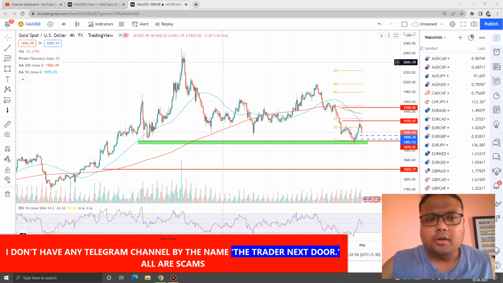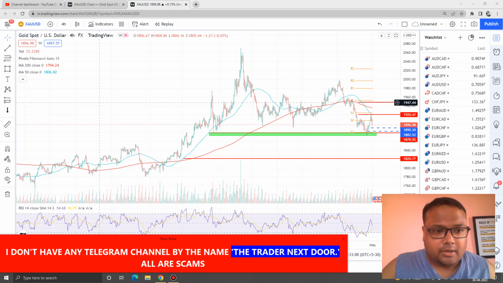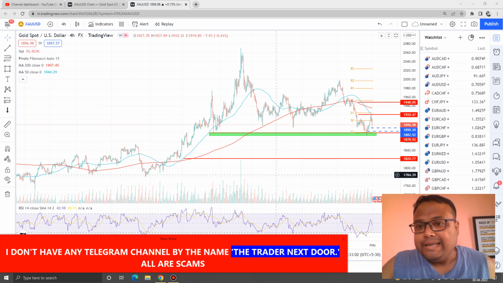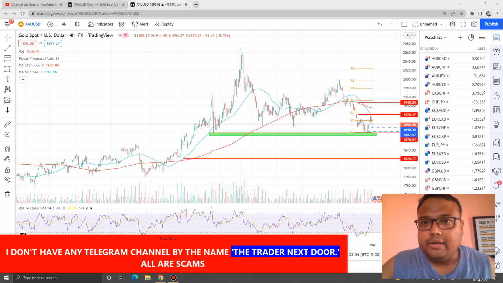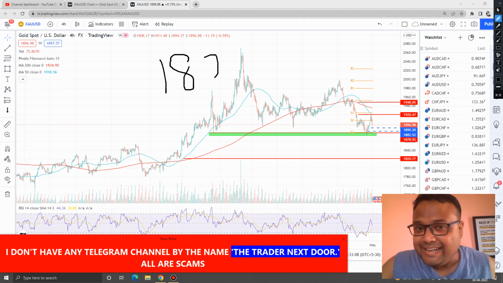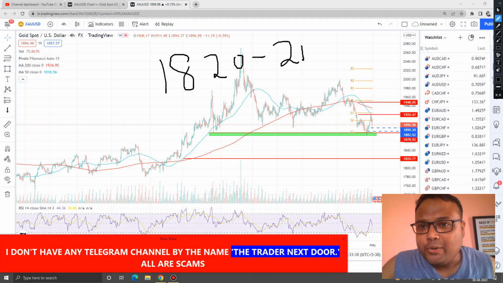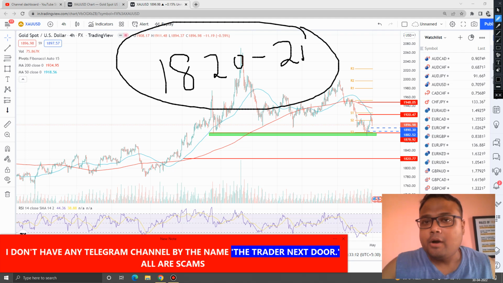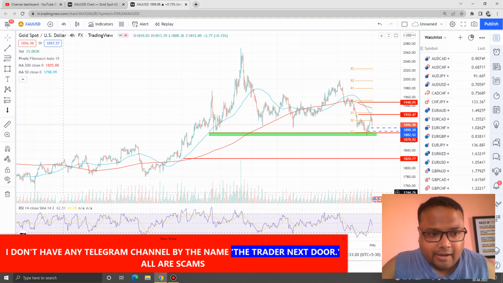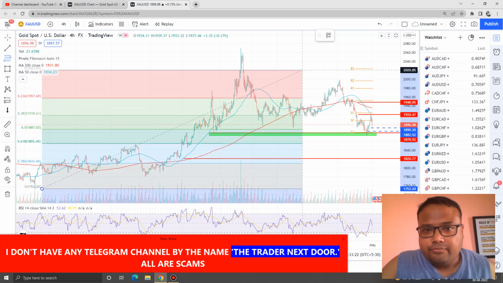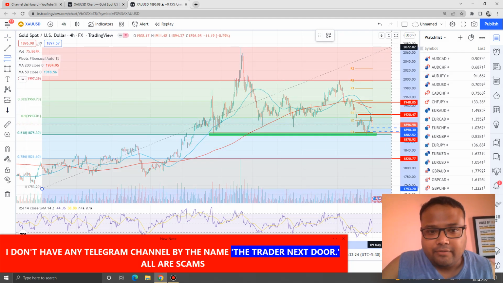First of all, the most important support on the chart of gold is 1820 to 1821. Sorry, I said 1920 earlier, but it is 1820 to 1821. This is the most important support on the chart of gold. And what is the reason behind this? The reason is we have the Fibonacci retracement level here.